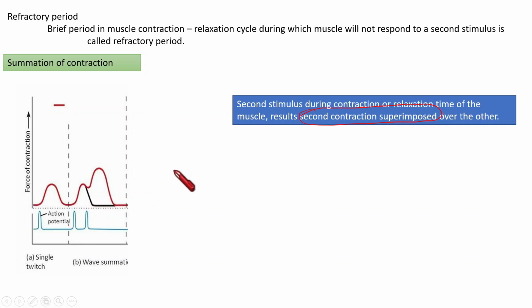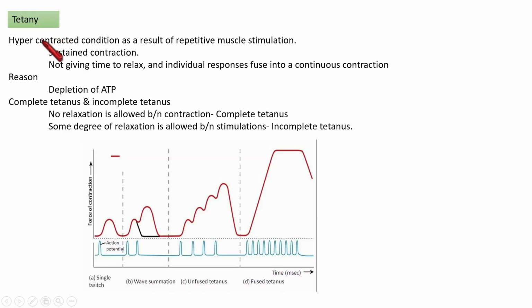Okay. Next, we can just understand about tetany. Tetany means it is a hyper-contracted condition of the muscle. Highly contracted condition of the muscle as a result of repetitive muscle stimulation that we can see here. These are two conditions of tetanus. I will explain to you later. First, look at this image. It is hyper-contracted. Compare this figure with this one. This one is the summation.